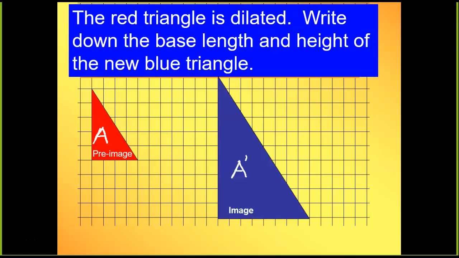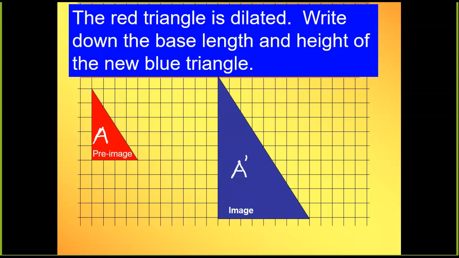I need you to draw these 2 triangles and label them in your notes. This is our first example. The red triangle is dilated. No, we're taking notes. So we're writing down the red triangle, the blue triangle, and we're labeling them.